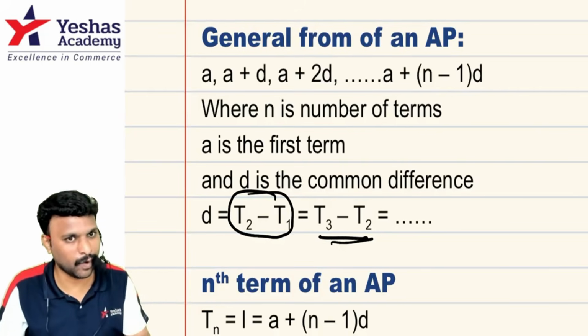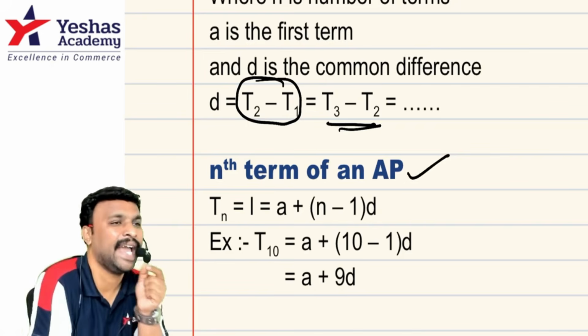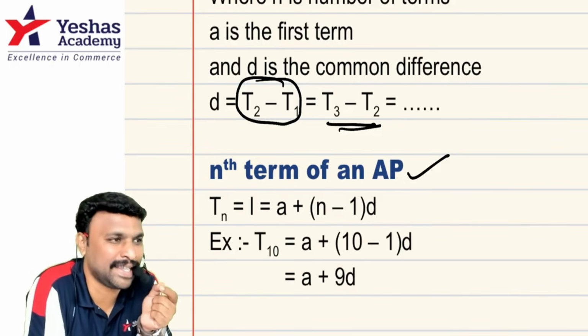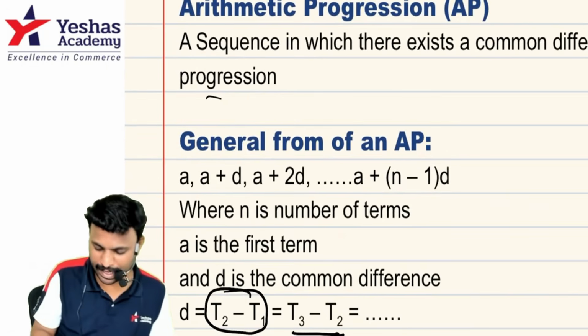Now, having seen the general form of an AP and what is an AP, let's see the nth term of an AP. Because the nth term of an AP is nothing but the last term of an AP. As you saw in the general form, what was the last term?